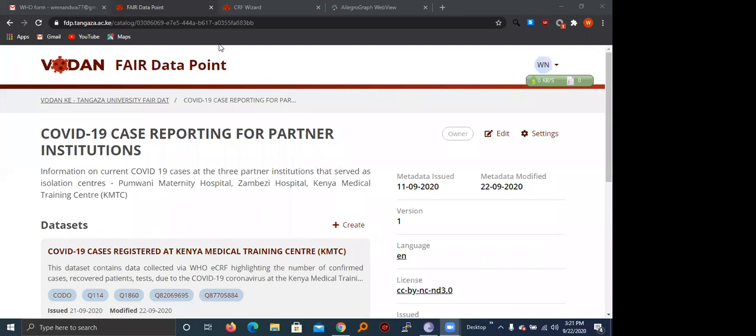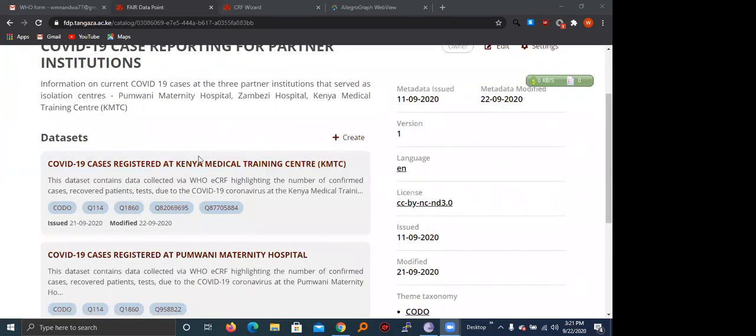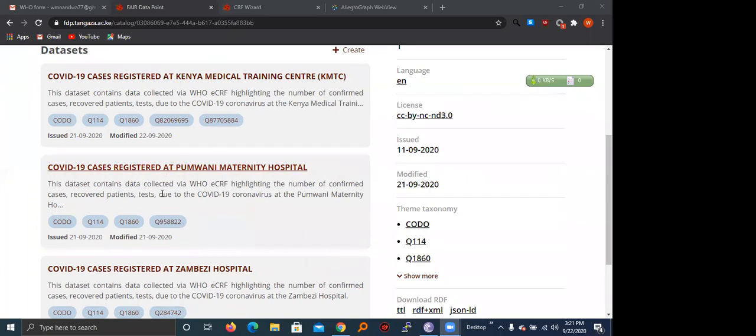Okay, thank you. Now, this is the case reporting for partner institution. I mean, this is the FAIR Data Point for Kenya. Under it, we have created a catalog that we have named case reporting for partner institution. Under this catalog, we have datasets for the institutions that we are partnering with. The first one is Kenya Medical Training College Centers, which is an isolation center for COVID-19 cases. The second one is Umani Maternity, and the third one is Zambezi Hospital.